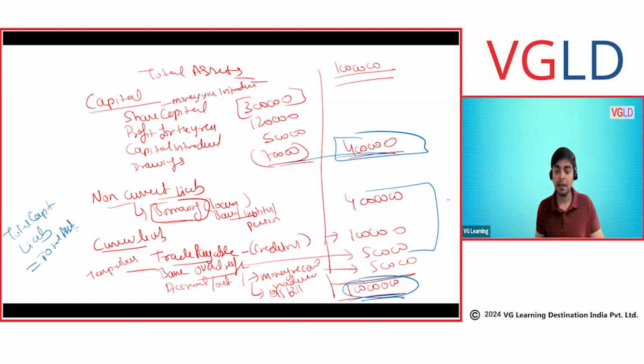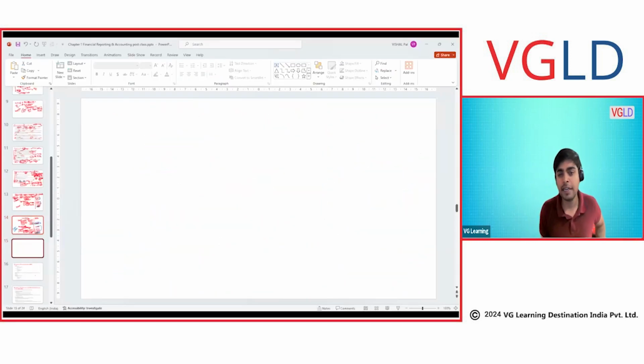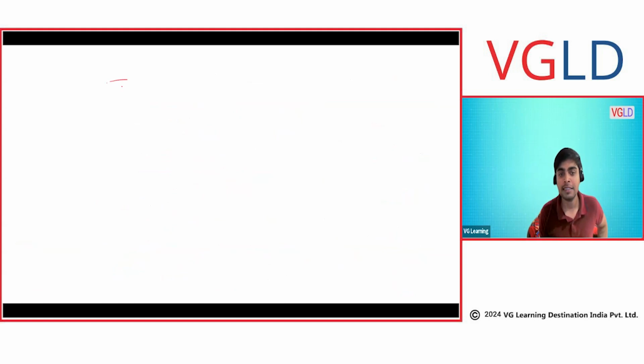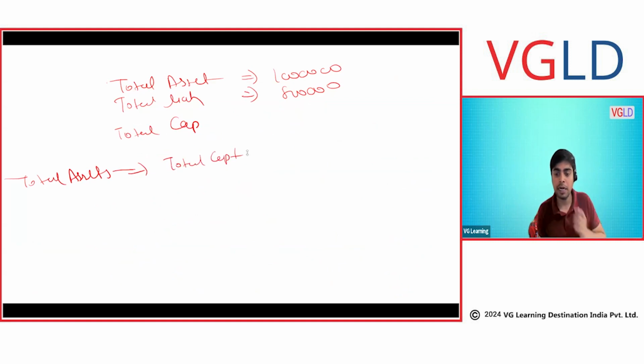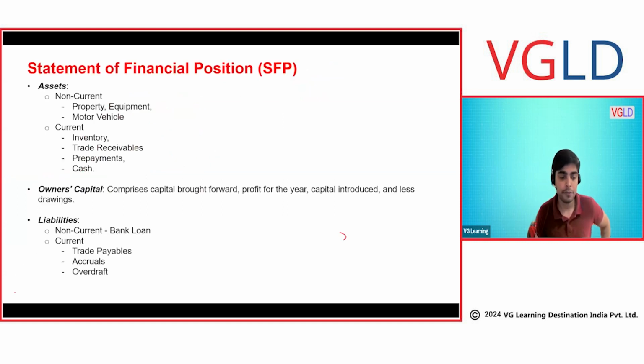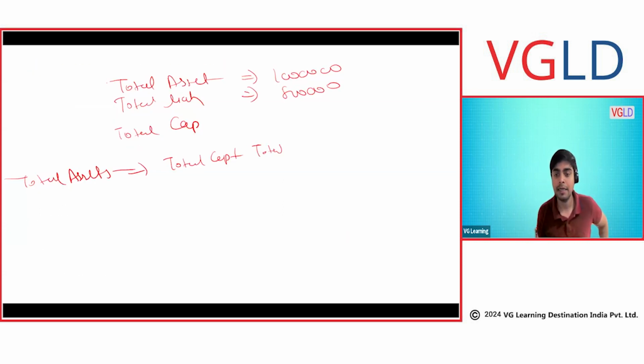Now with this we can play around. I don't need to teach you how equations work. Let's say I have total assets of 10 lakh and total liability of 8 lakh. Can you tell me what would be the total capital? Using the equation, total assets is equal to total capital plus, very good, you guys are answering it correctly even before I explain, total liabilities.